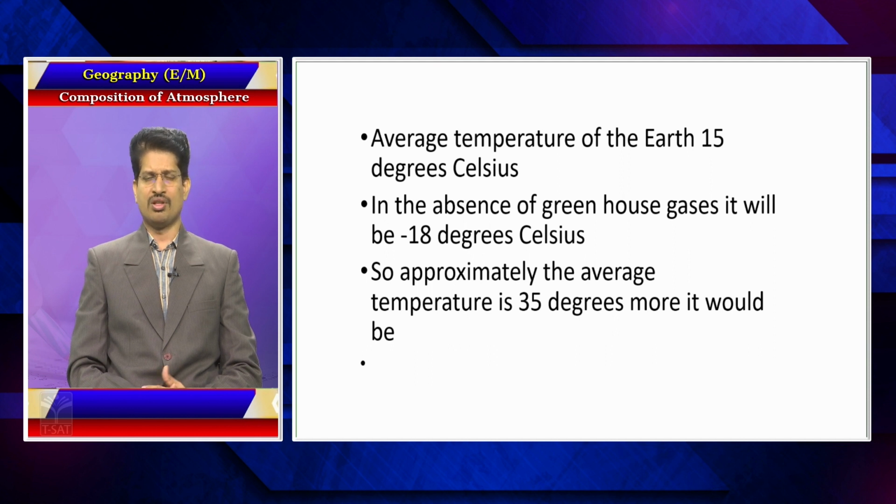Questions can be asked in these ways. What is the average temperature of the earth? It varies from 14 degrees to 15 degrees. Depending upon the options, you need to give an answer. Because of the global warming phenomenon, it has risen to an extent from 14 to 15. There might be a question: in the absence of greenhouse gases, what would have been the average temperature of the earth? Then it is minus 18 degrees Celsius.